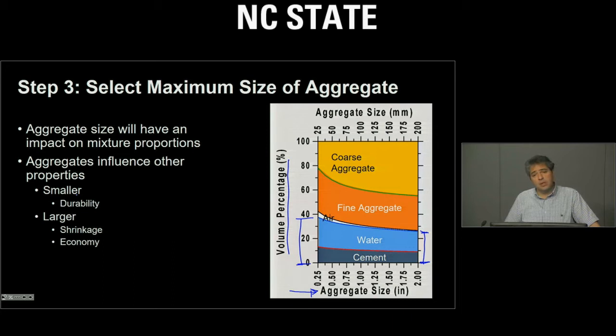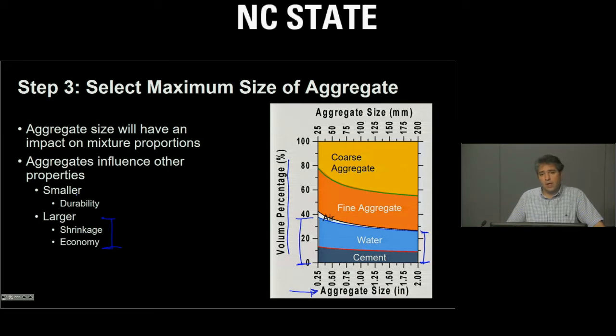I'm not going to get into the detail of that, but in certain cases we want to use a small aggregate, but in general larger aggregates we want to use for economy and also to reduce the shrinkage. Now, why is it important for shrinkage?